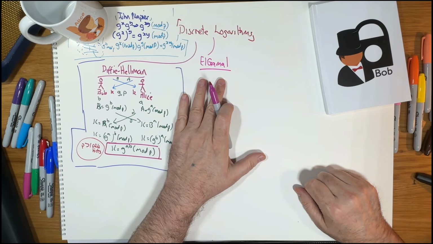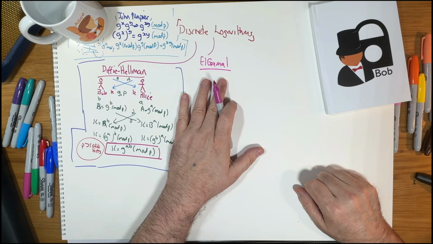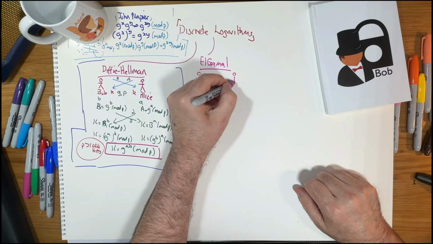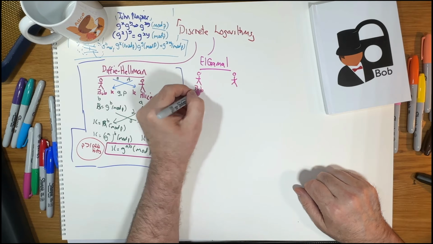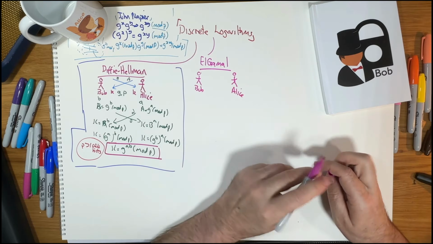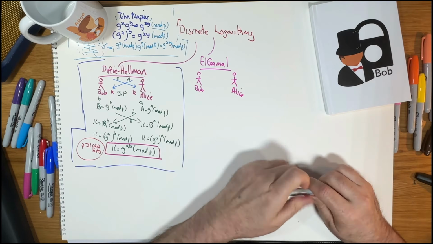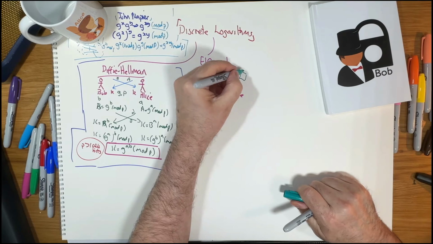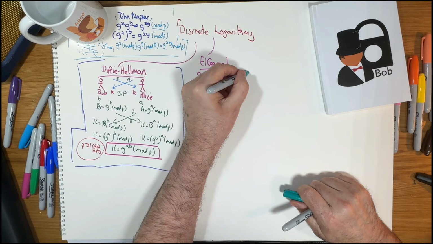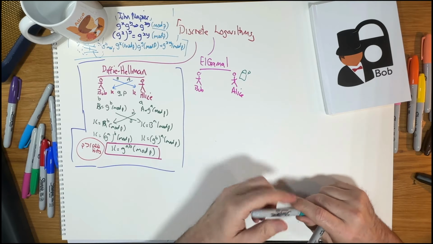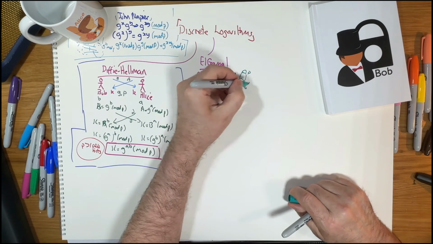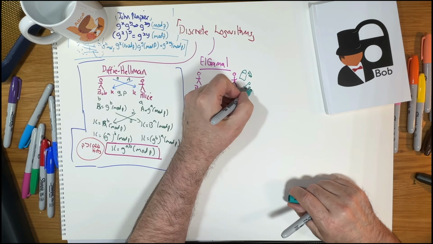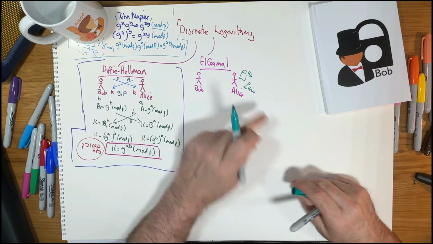And this was created by ElGamal. And what we have is that, again, we have Bob and Alice, and they have key pairs. So let's say Alice has a public key, and she also has a private key. So this is our public, and this is our private key here.